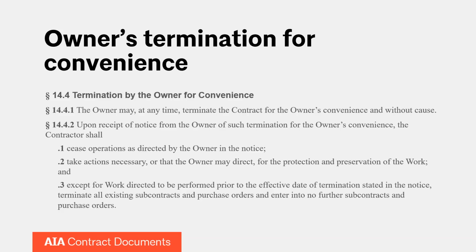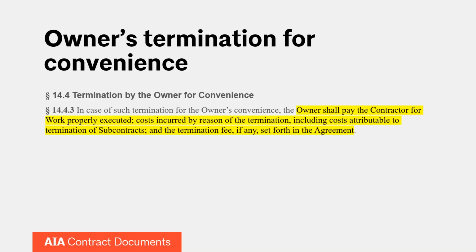If the contractor does those things, the contractor is entitled to a number of things in section 14.4.3. So, of course, as you could imagine, when the owner terminates the contractor for convenience, the contractor is entitled to work that is properly executed. Also, they're going to be entitled to costs due to termination. That's things like protecting the project, or all those activities that they were doing to protect the project, the work in place.